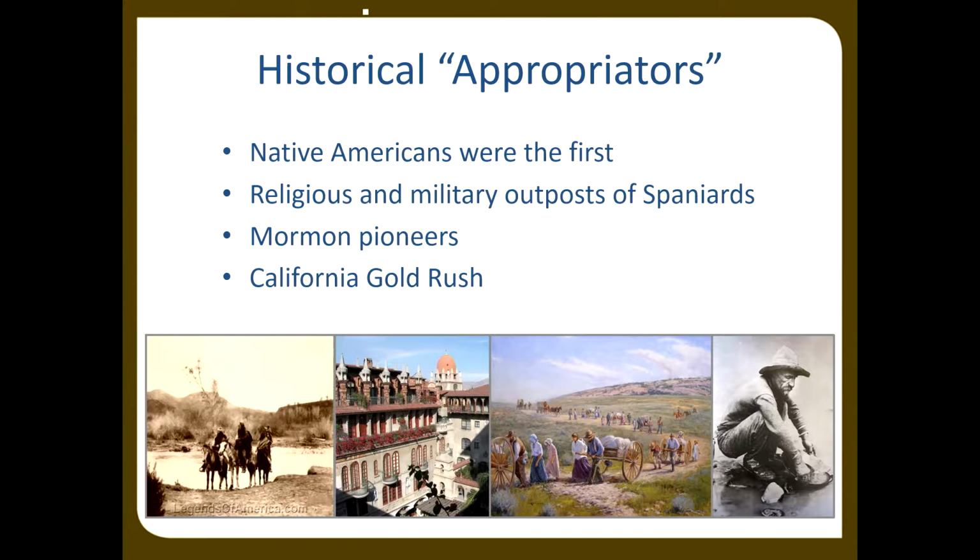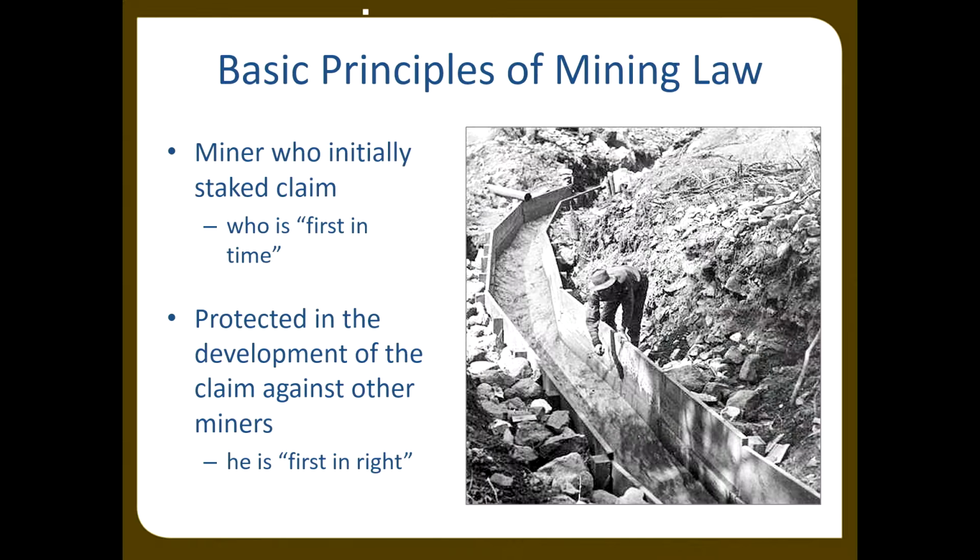Also, part of what established this basic principle of prior appropriation was the California gold rush. And this is shown on this slide here. The miners would come out and they'd stake a claim, and that's where this first in time type of talk started. They would divert the water and use it for their placer claims, and it would be protected in its development against other miners, and so they were the first in right.